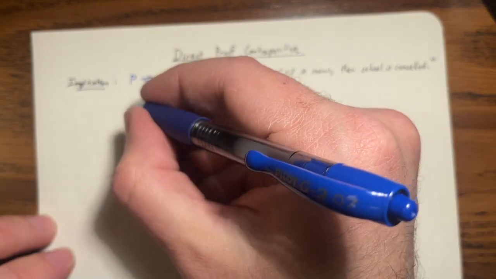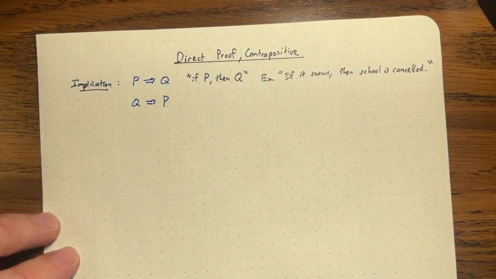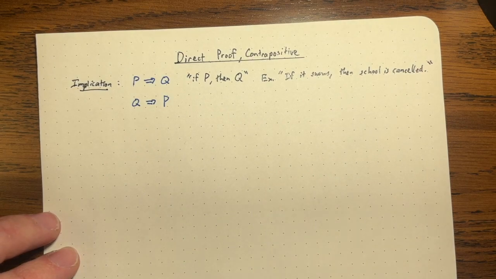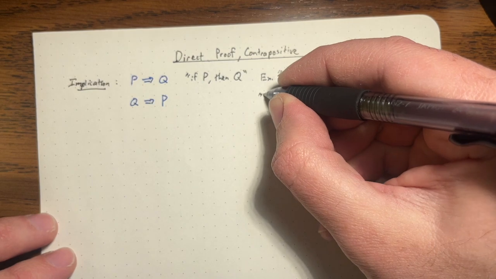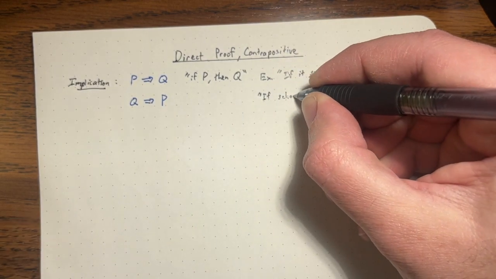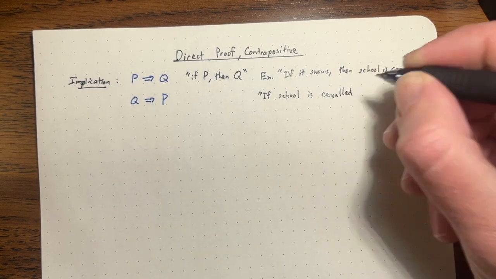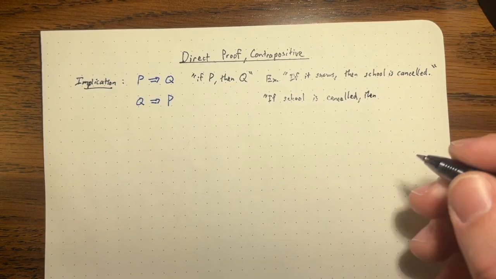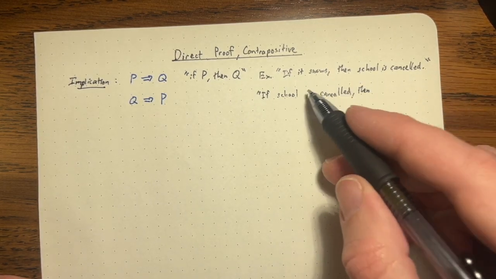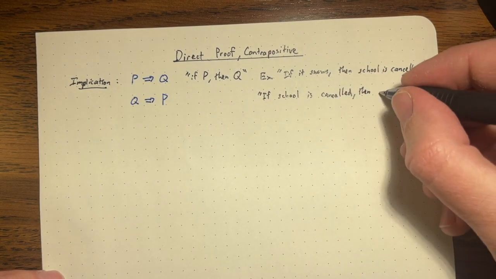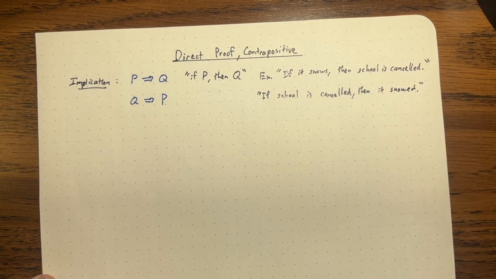What we can do now is form some related statements. For example, what if we look at Q implies P? That's a different statement. So that would be if school is canceled, then I guess the idiomatic way to say it would be then it must have snowed, right? Then it snowed. Sometimes you have to rephrase it slightly.